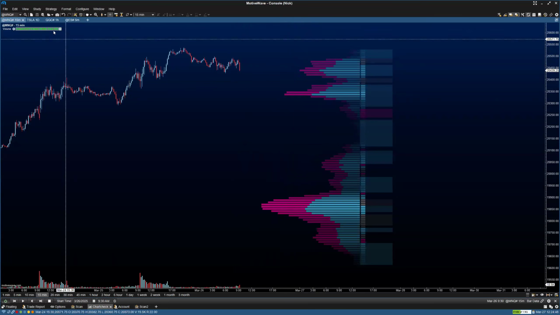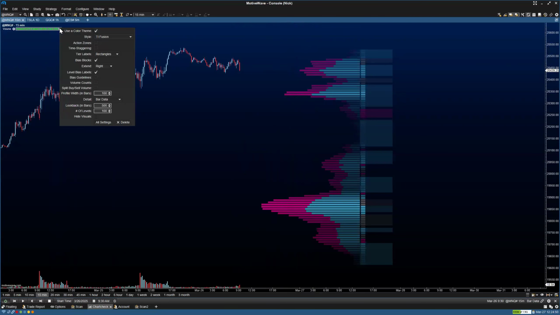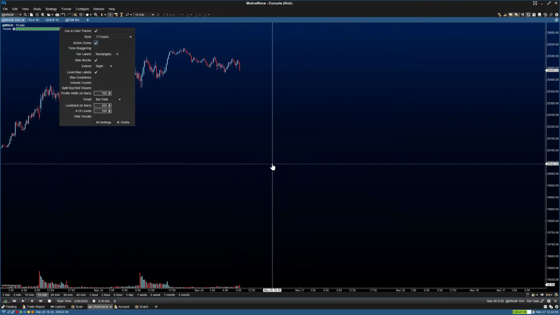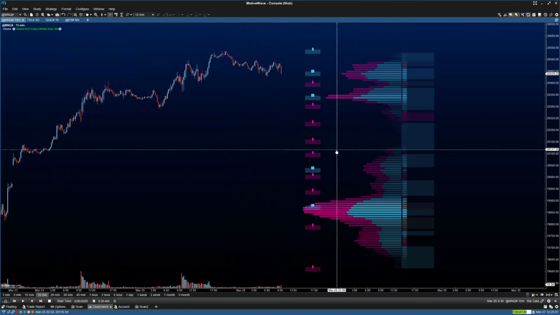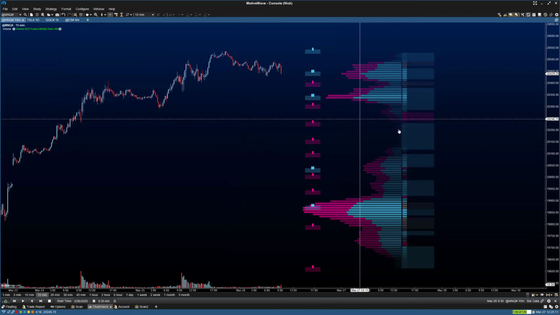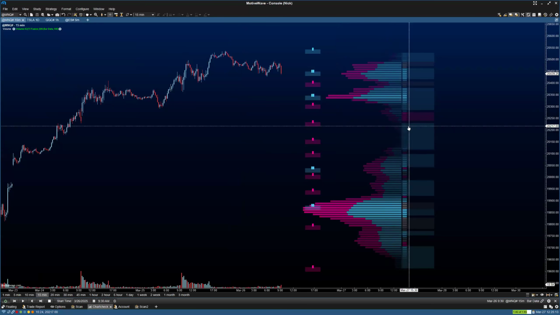So high volume nodes tend to be decelerators, and low volume nodes tend to accelerate price. So if I enable action zones right here, this indicator is immediately going to point out all of the low and high volume nodes that you can expect to either decelerate or accelerate price. So this for us was kind of a huge revelation because we were trading already off of this concept, but it's not very easy to visualize, as a human being just with your eyes.